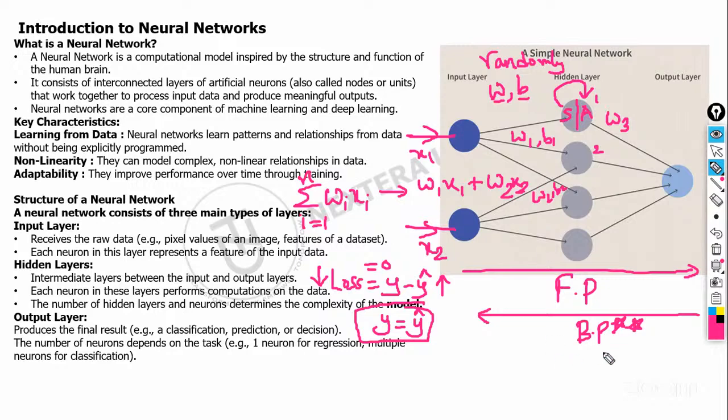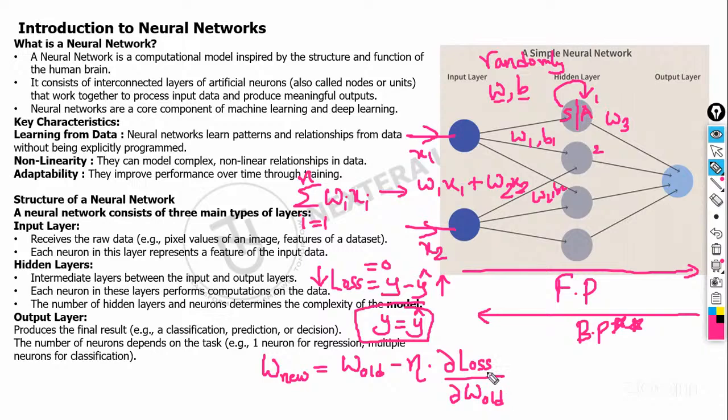What is the main purpose of back propagating? It helps us to update weights and bias. But how are weights and bias updated? We have the formula here. See, friends. W new, the new weight, is given as W old minus eta into partial derivative of loss divided by partial derivative of W old.